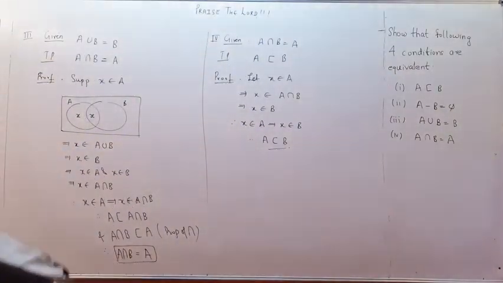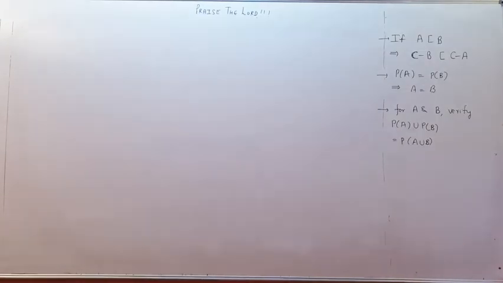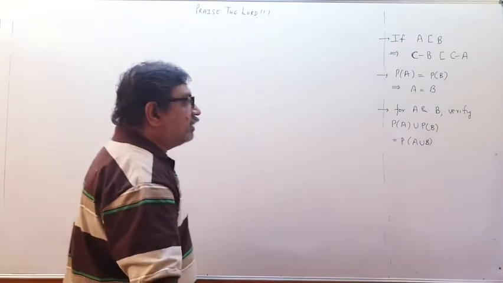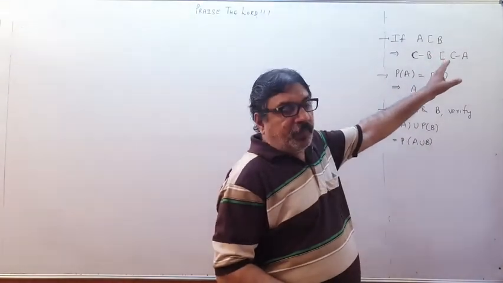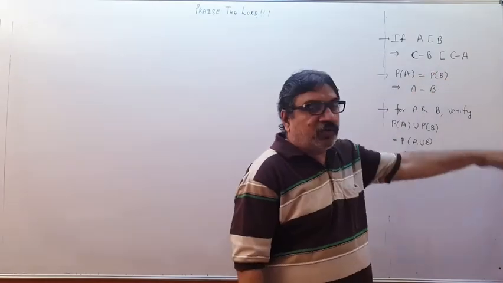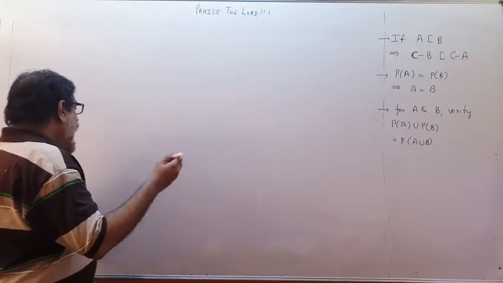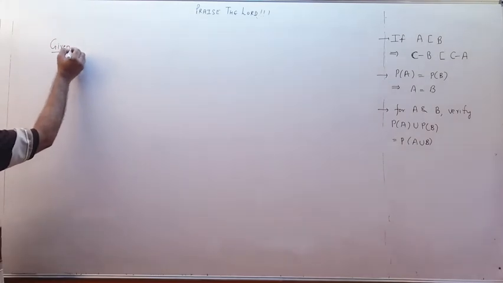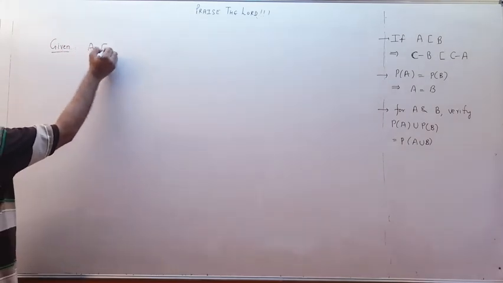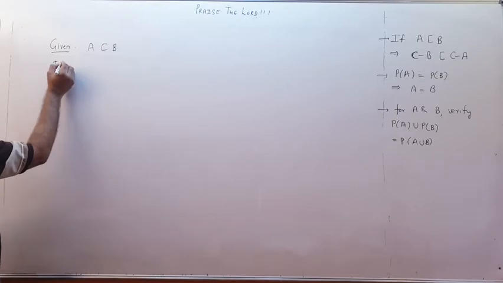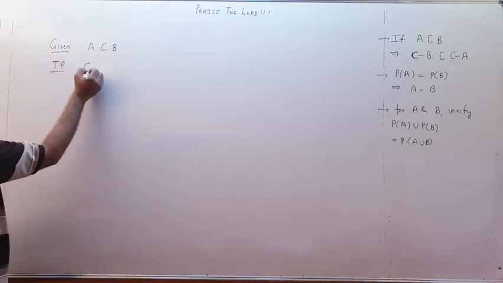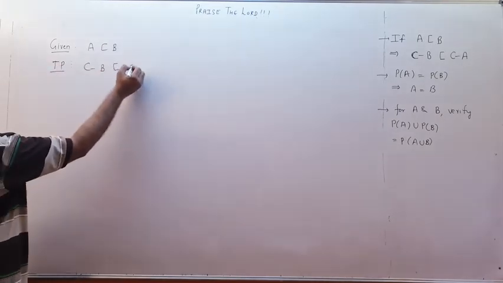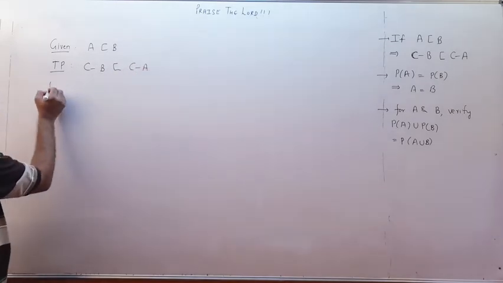Please pause and copy, children. So now three more sums here, children. See, if A is subset of B, then prove that C minus B is subset of C minus A. And two more sums have written. So see, given A is subset of B, to prove C minus B subset of C minus A.